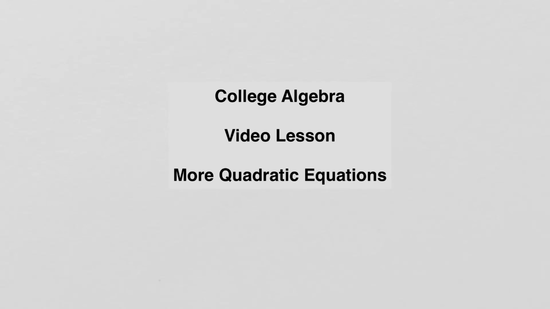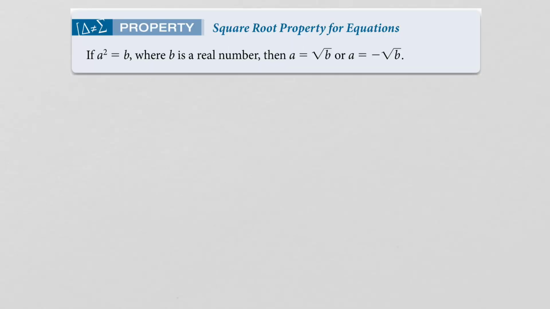More quadratic equations. First, let's talk about the square root property. If a squared is equal to b, where b is a real number, then a equals positive square root of b, or a equals negative square root of b. Let's verify this property. So if a squared is equal to b, and if we take the square root of both sides of the equation, there is a tricky step that happens in here. The square root of a squared is the absolute value of a.